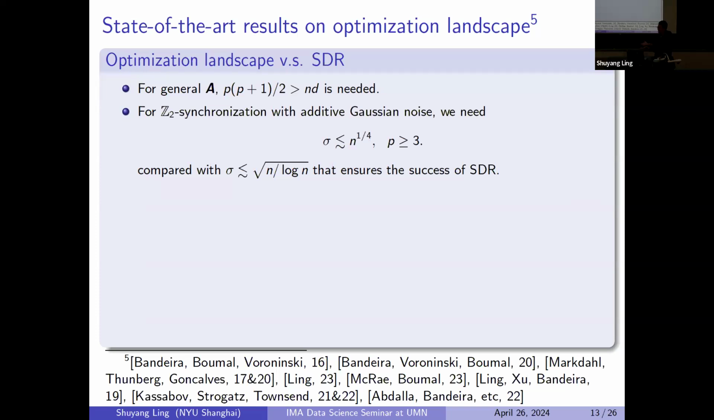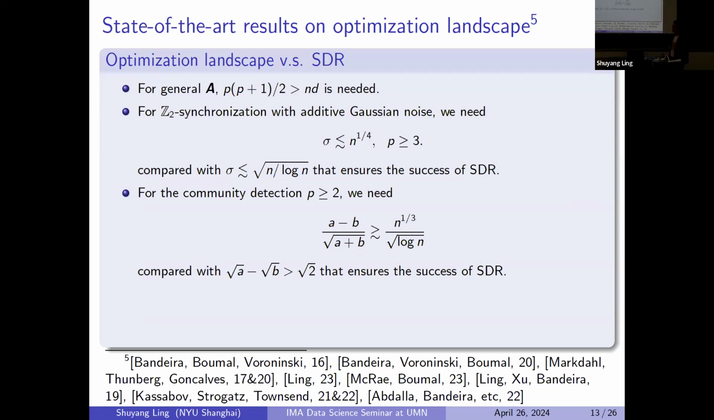But it's actually quite large. Let's say you have 10,000 particles, you have to choose a matrix of rank 100, basically. The other thing is that for Z2 synchronization with additive Gaussian noise, if sigma squared is smaller than n to the power 1/4, we can also show with high probability its landscape is benign. But it's suboptimal, obviously, compared with the sufficient condition that guarantees tightness of the SDP, square root of n divided by log n. So the difference, modulo the log factor, is n to the power 1/4.